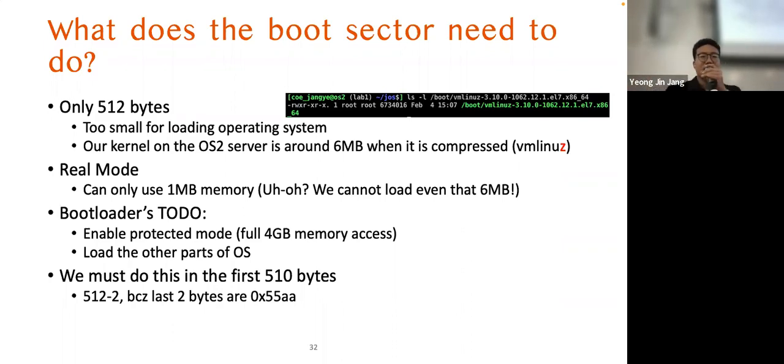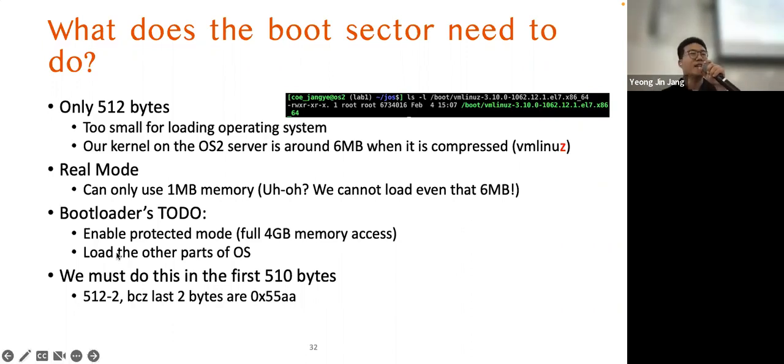So what the bootloader needs to do is this. The restriction is that in real mode, we cannot use memory over 1 megabyte. As I told you, modern kernels are several megabytes. So we need to turn on another mode, the so-called protected mode, to get access to the higher memory over 1 megabyte. So the bootloader needs to do that.